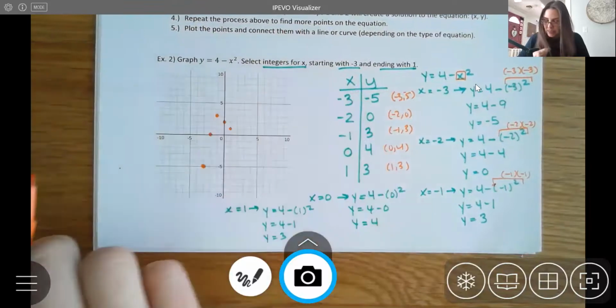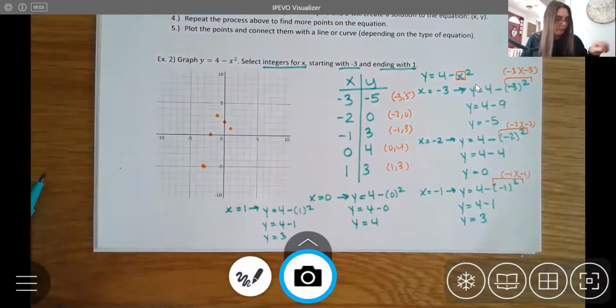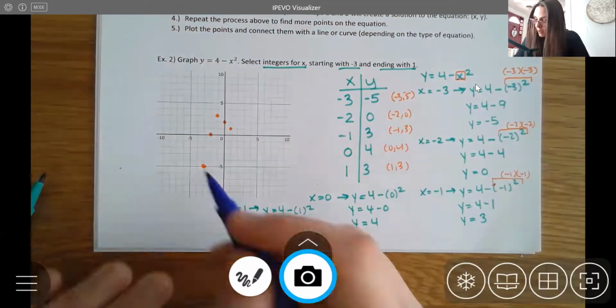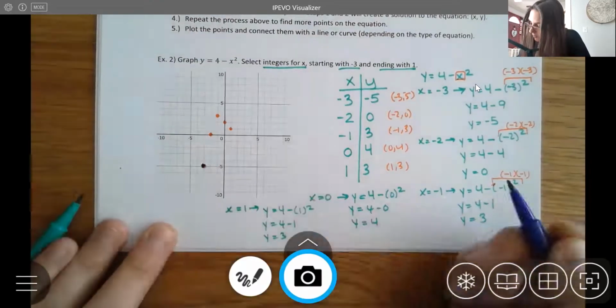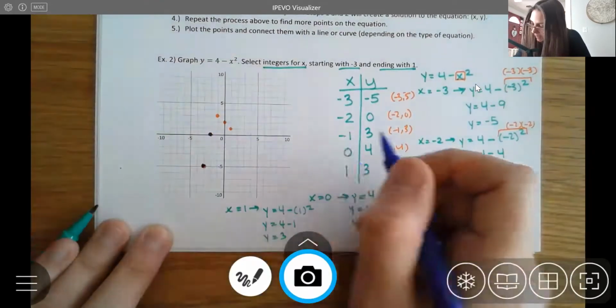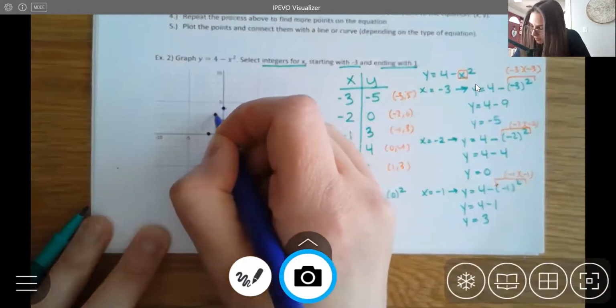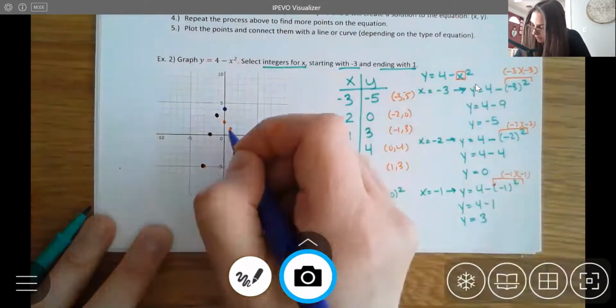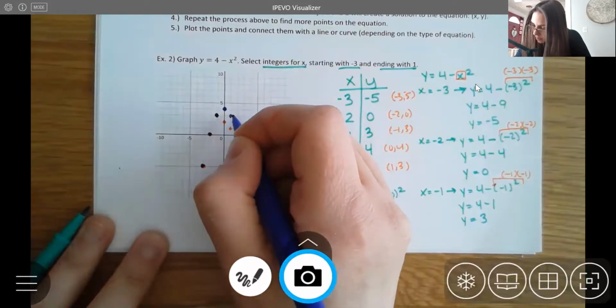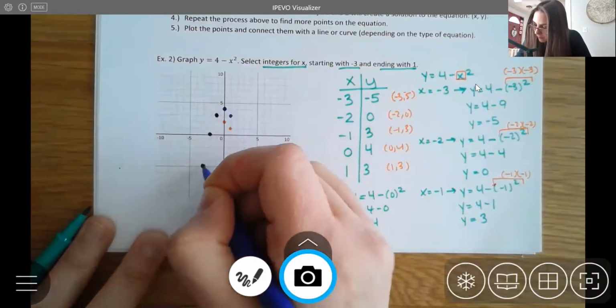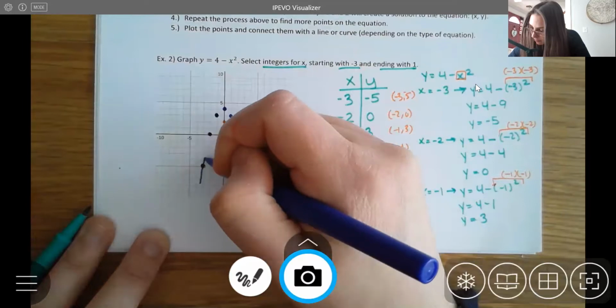Oh, I made so many mistakes, guys. Hang on one second. Let me redo this. (-3, -5), (-2, 0), (-1, 3), (0, 4). I don't know why I plotted 2 there. That's what threw me off. And then (1, 3) should be right there. Sorry about that, guys. That looks much better. So here's my graph.